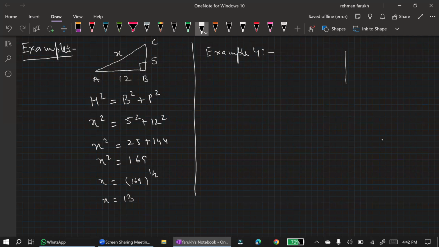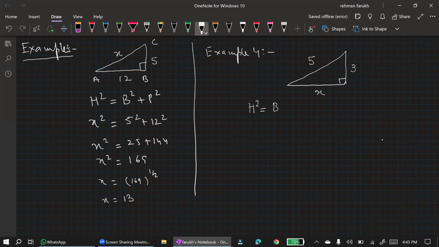This one is the right angle triangle. This side is 5. This side is 3. Find X. Is this one a right angle triangle? Yes, sir. Can we use the Pythagoras rule to find out the side X? Yes, sir. So we will write down the Pythagoras rule.